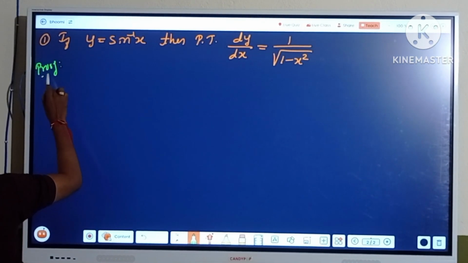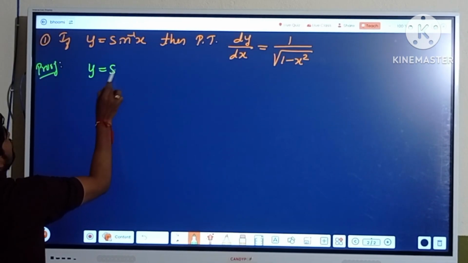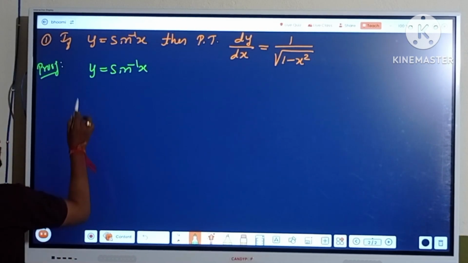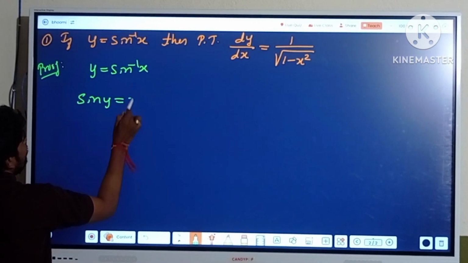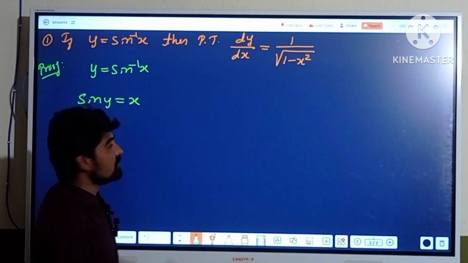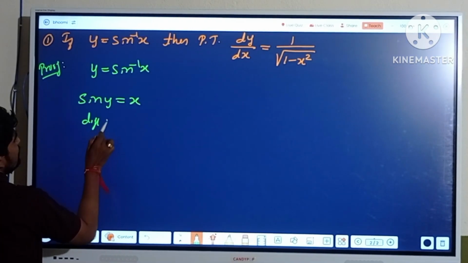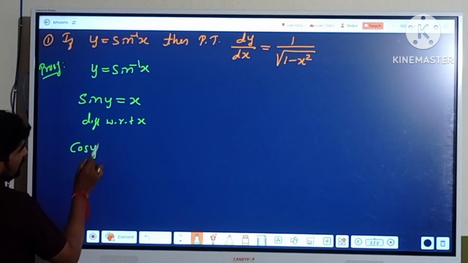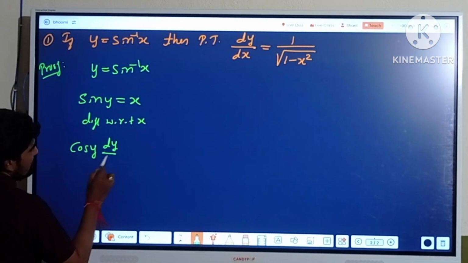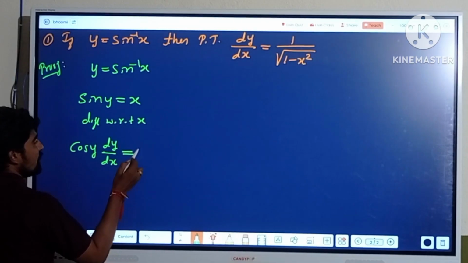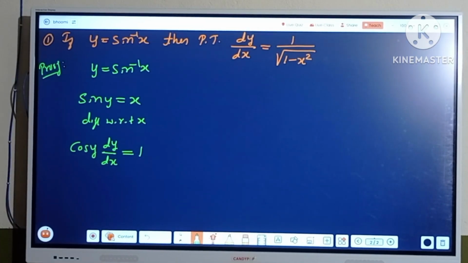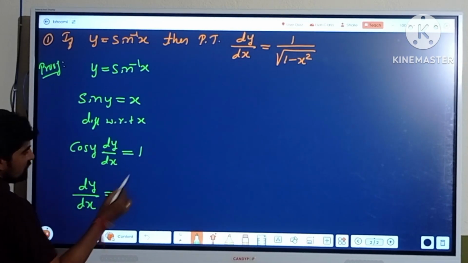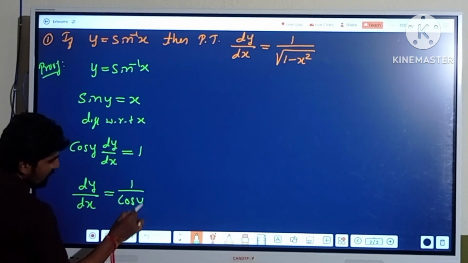Proof. Here y is sine inverse x. Now shift this sine inverse to the left side, then sin y is equal to x. So we need dy by dx, hence differentiate this with respect to x. The derivative of sin y is cos y, and y with respect to x is dy by dx, equal to the derivative of x with respect to x, which is 1. Therefore, dy by dx is equal to, shifting this cos y to the right side, 1 divided by cos y.